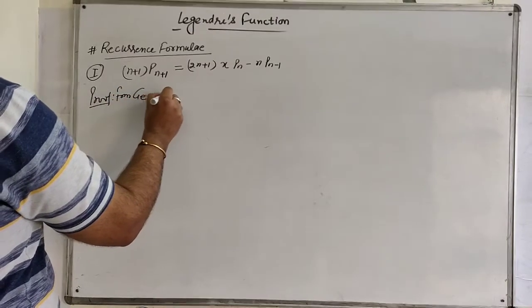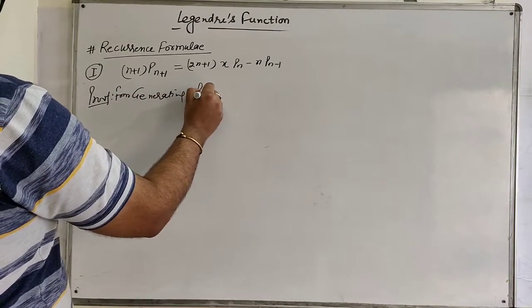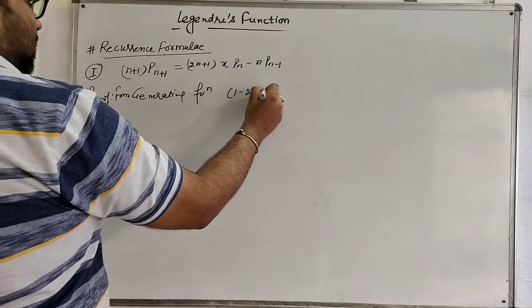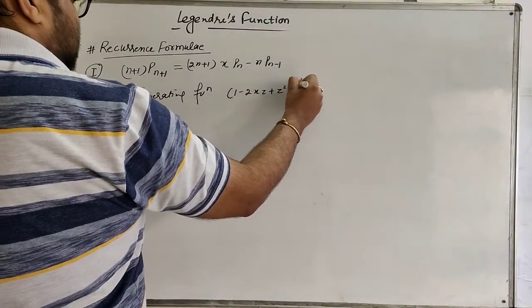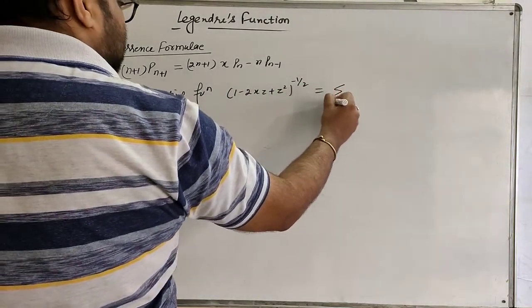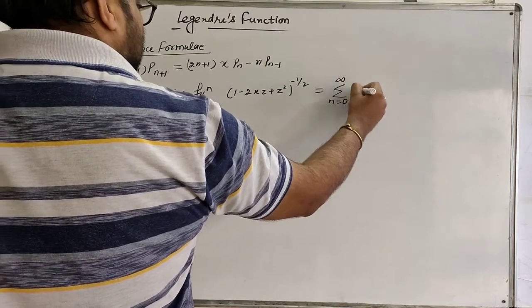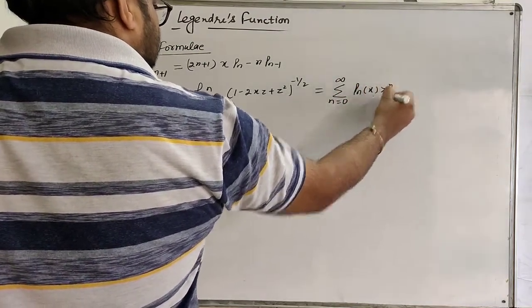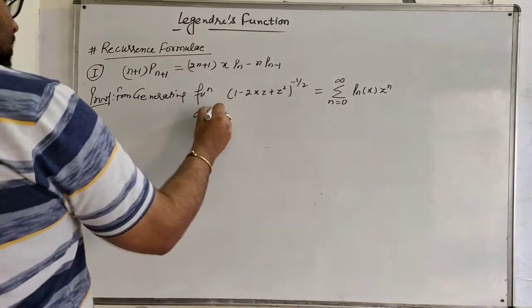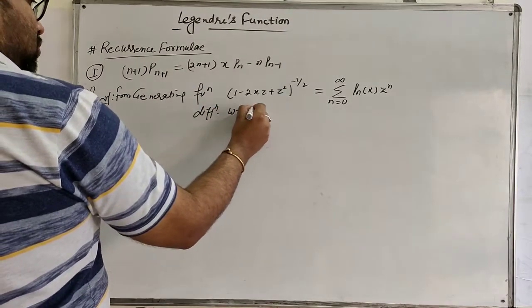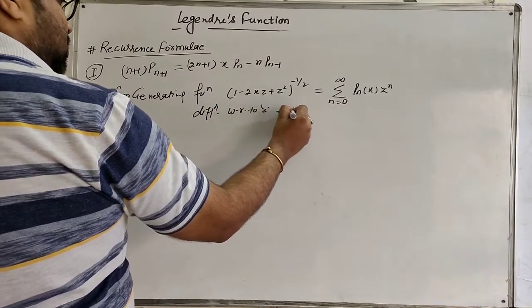from the generating function. What is the generating function? (1 - 2xz + z²)^(-1/2) = Σ from n=0 to infinity P_n(x) z^n. Now differentiating with respect to z on both sides.